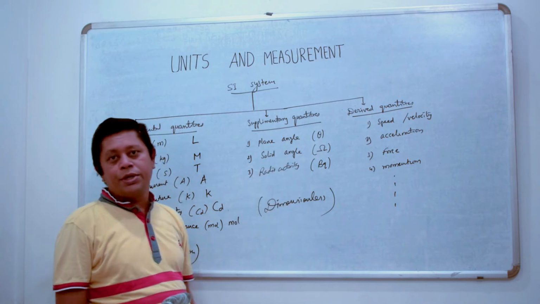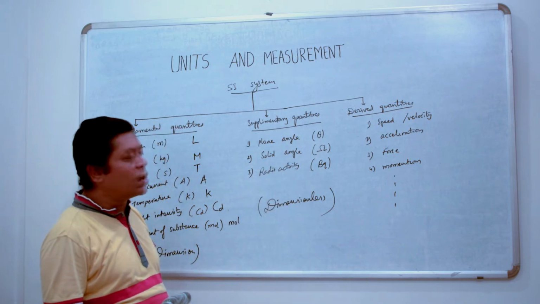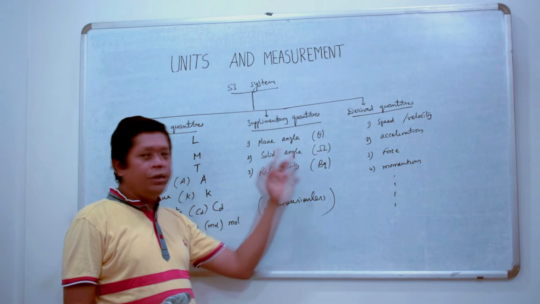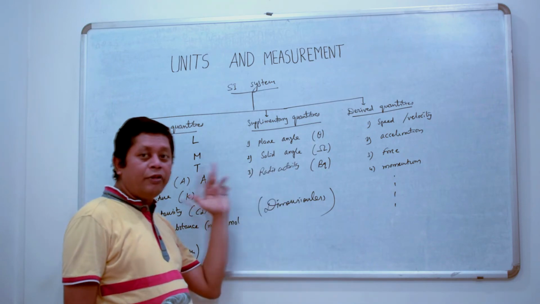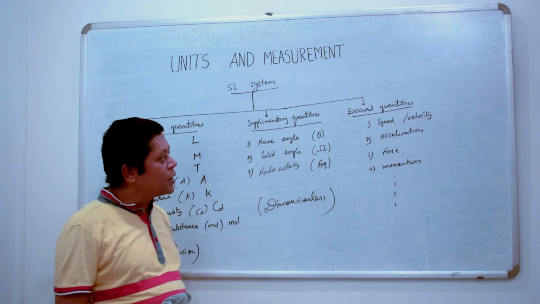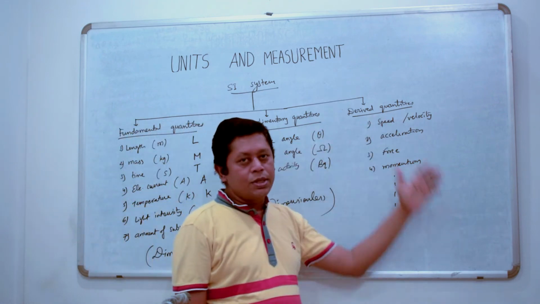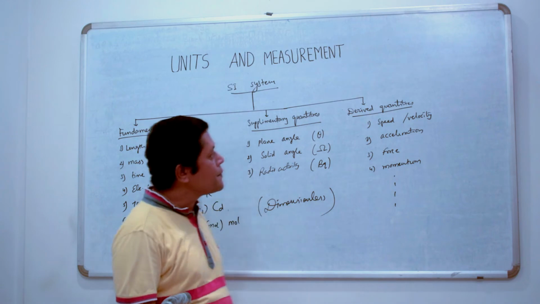Similarly, other physical quantities are also the ratio of the same physical quantities, and that's why they have a unit but they have no dimension. So that is the basic difference between fundamental and supplementary physical quantities. And the third category is called derived physical quantities.